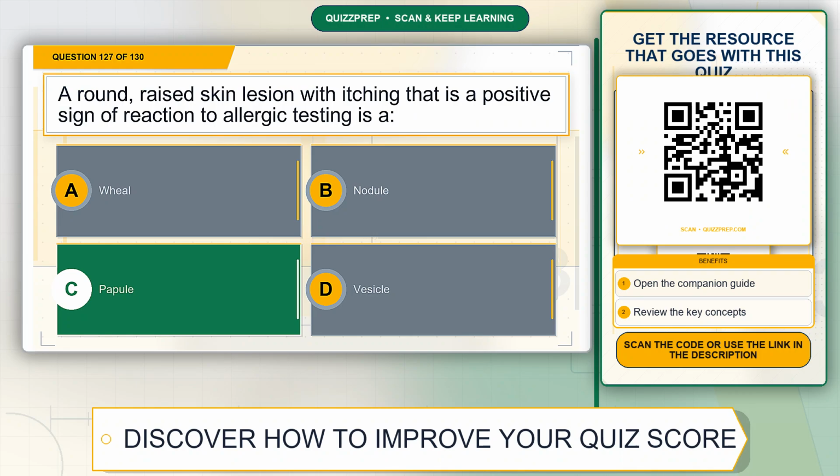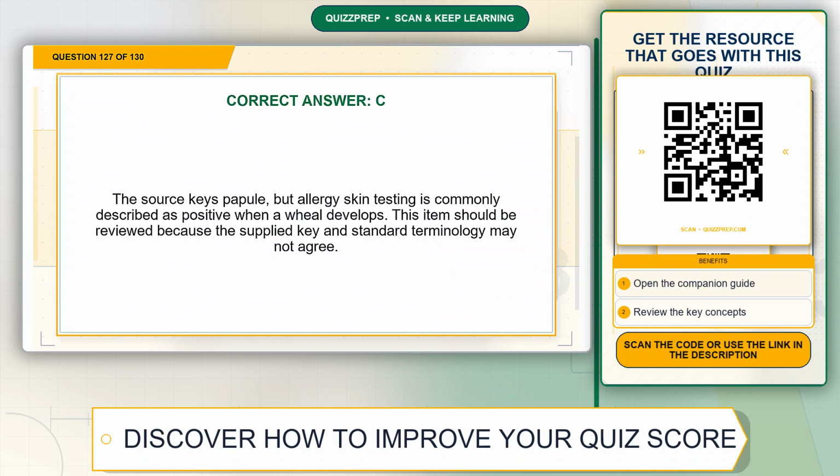The correct answer is Option C, papule. Explanation. The source key says papule, but allergy skin testing is commonly described as positive when a wheal develops. This item should be reviewed because the supplied key and standard terminology may not agree.